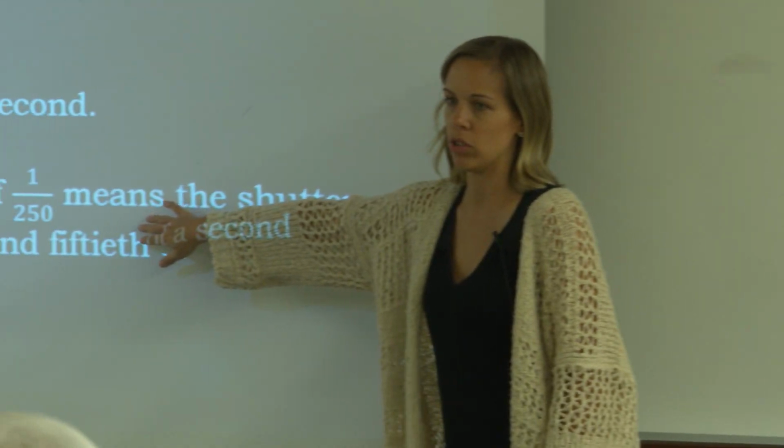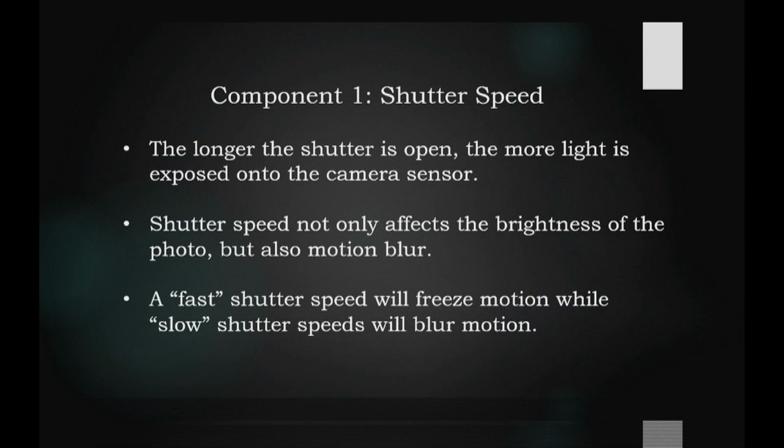So there's things that can happen when we start changing this shutter speed, and there's reasons why we might want something like 1/250, or we might want something that's longer, and I'm going to show you examples of that. So like I said, the longer it's open, the more light is exposed. This not only affects the brightness of the photo, but what we call motion blur.